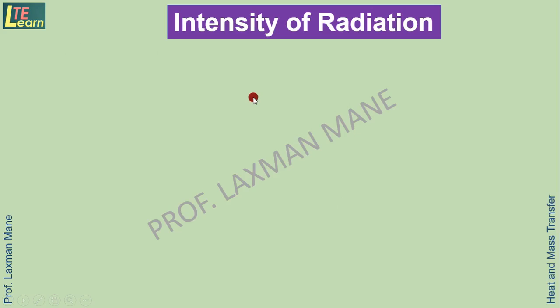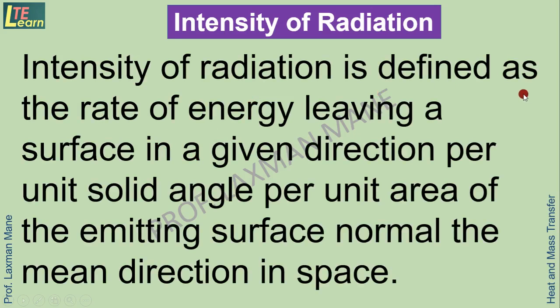Intensity of radiation. It is defined as the rate of energy leaving a surface in a given direction per unit solid angle per unit area of the emitting surface, which is normal to the mean direction in space.